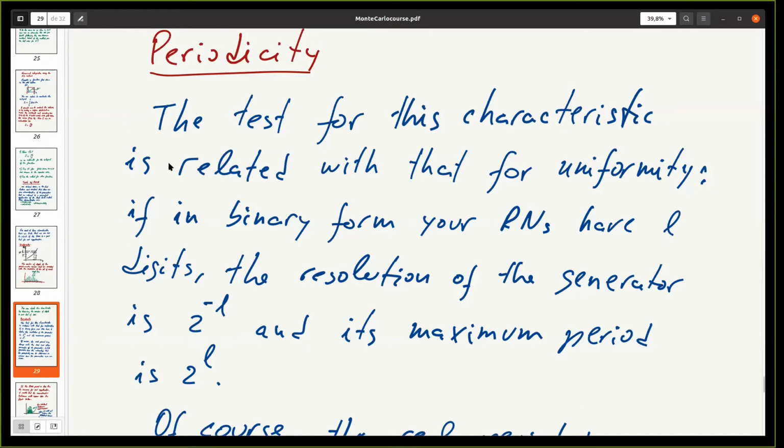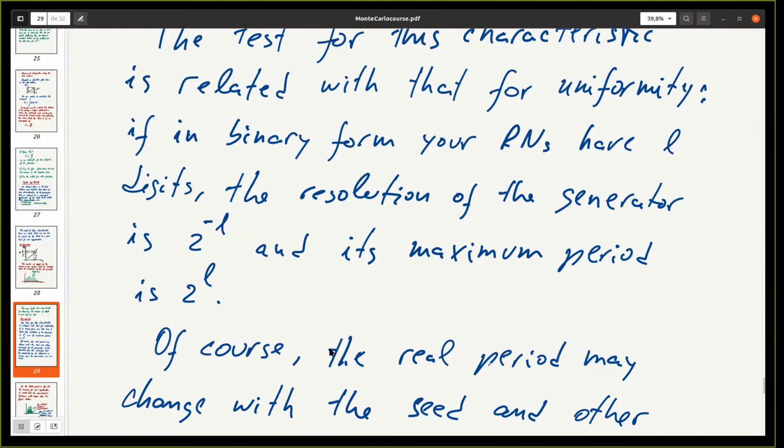So why are they related to the first one? Because if you have your random numbers in binary form, so a series of zeros and ones, with L digits, the resolution of your generator is 2 to the minus L. This is the smallest distance for random numbers in your series, and the maximum period is 2 to the L. So if you need more events than 2 to the power L, you have to look for another generator for sure.